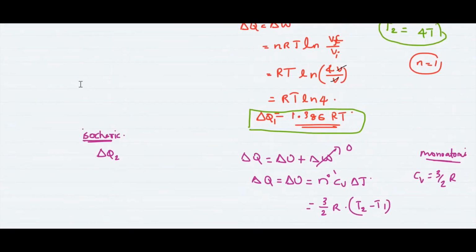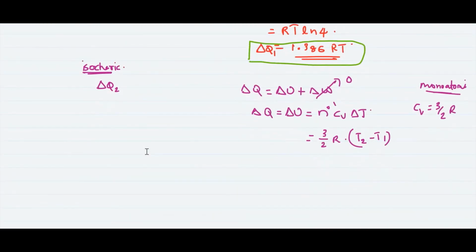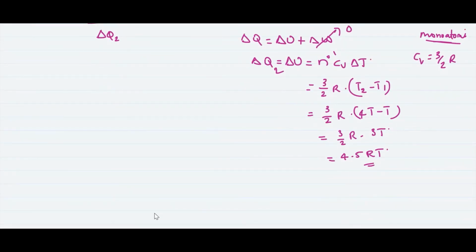Scroll the screen and look at here. T2 is 4T and T1 is T, so 4T minus T, so this becomes 3/2 R into 3T, that is 3 into 3, 9, by 2, 4.5 RT. So ΔQ2 we also got.